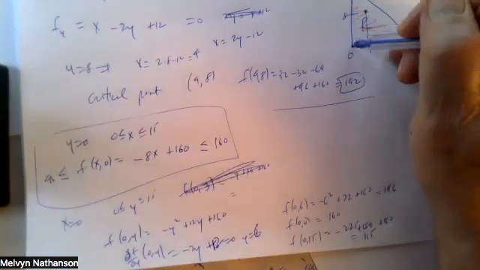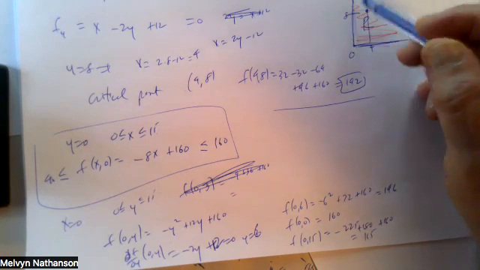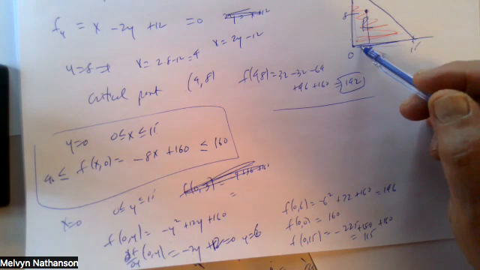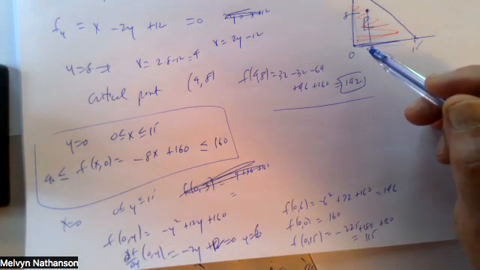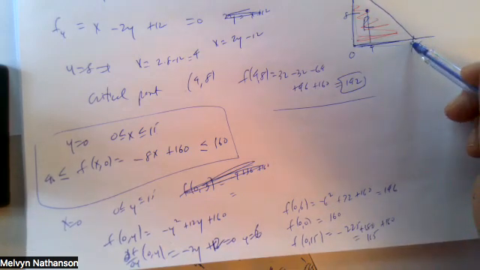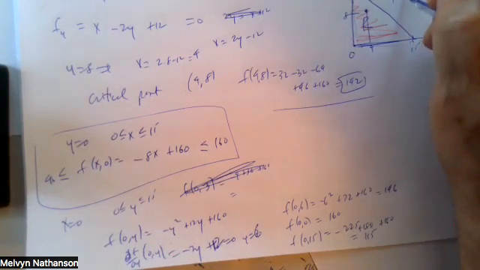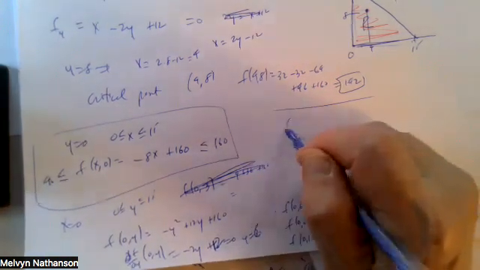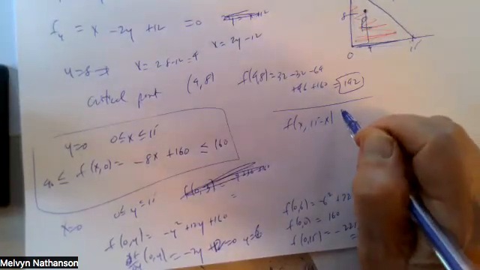So on this line, the function goes from 115 to 196. On this line, the function goes from 40 to 160. And what about on this line? So this is the line y equals 15 minus x. So I have to calculate f at x comma 15 minus x.